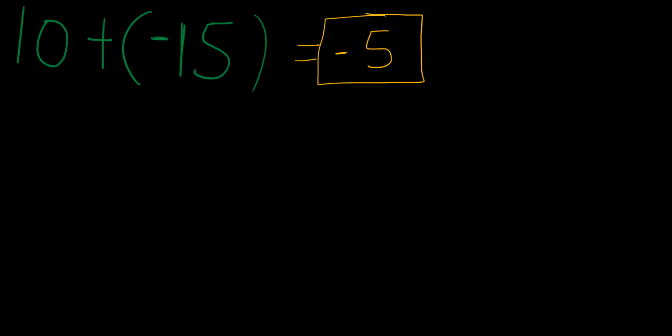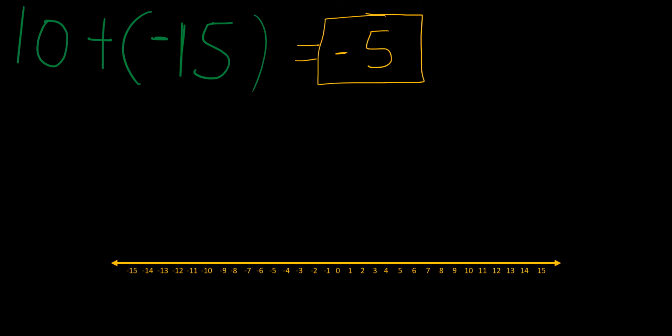We can also conceptualize this with a number line. So let's say we are at positive 10 right over here, and we're going to add negative 15, which means we're going to subtract 15. So 1, 2, 3, 4, 5, 6, 7, 8, 9, 10, 11, 12, 13, 14, 15. We end up at negative 5.